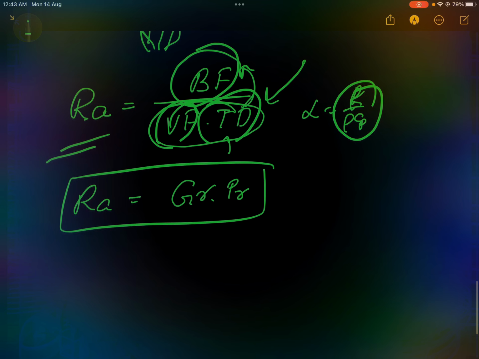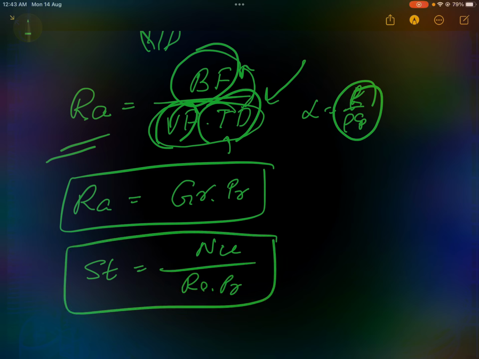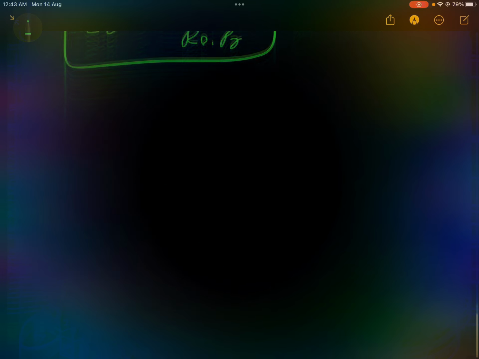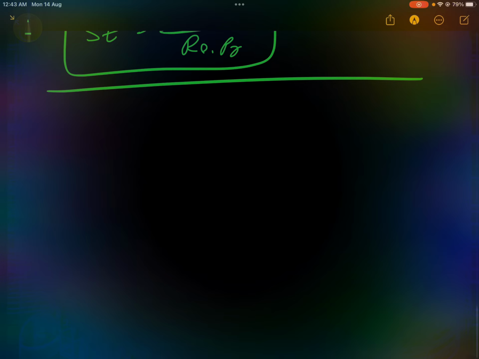One more number we have seen: the Stanton number, which is the Nusselt number divided by the Reynolds number times the Prandtl number. So the Prandtl number comes up in different places. Let's look at some other interesting numbers, like the Biot number. What is the significance of the Biot number?